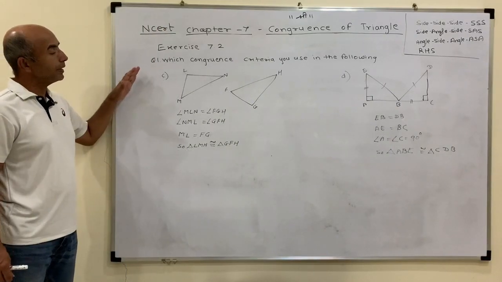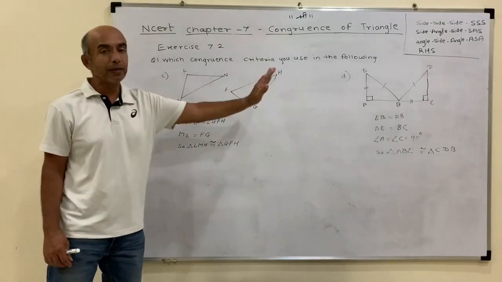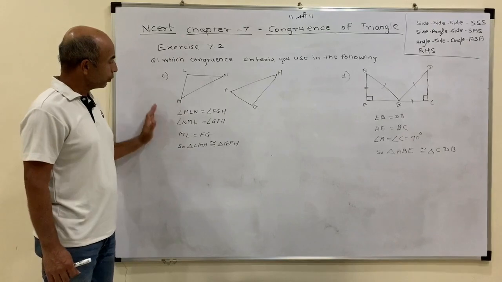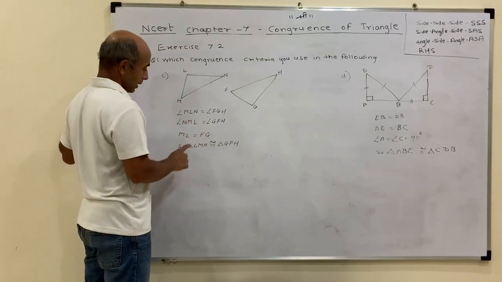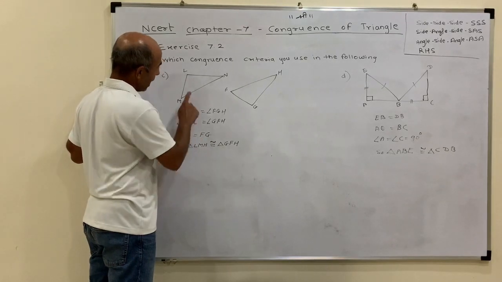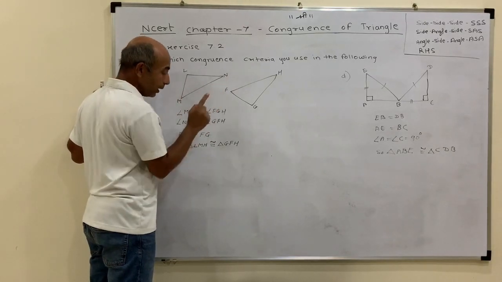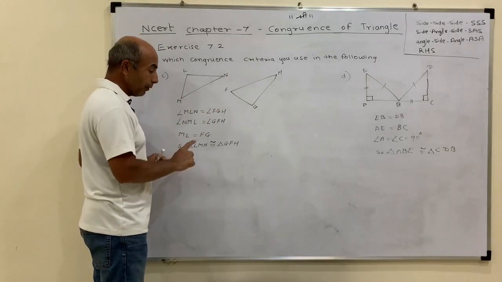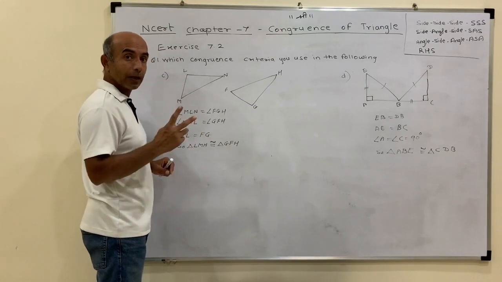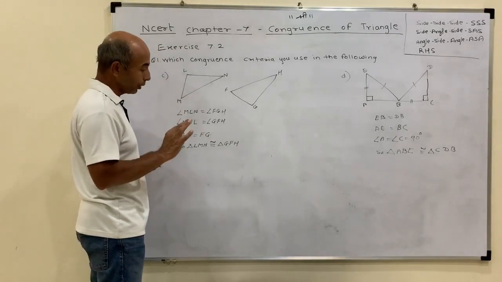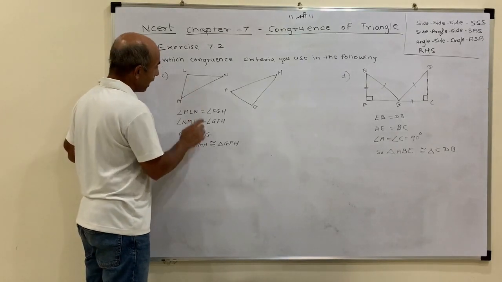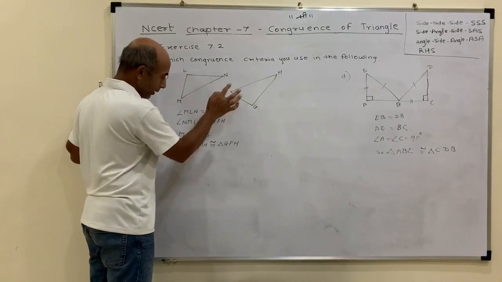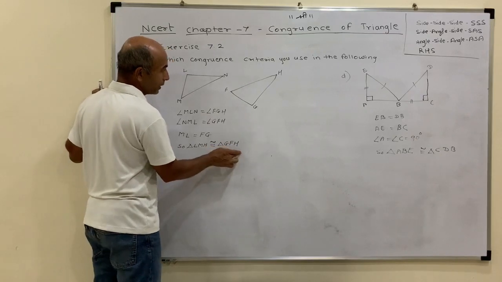Now, question 1, the C and the D part. Let's look at the C part carefully. Two triangles are given to us: LMN and GFH. The order in which the vertices of the two triangles are mentioned is primarily important, so you need to focus on that.